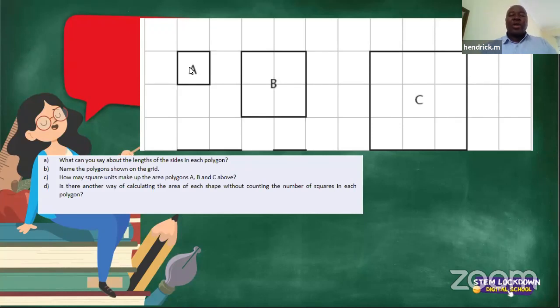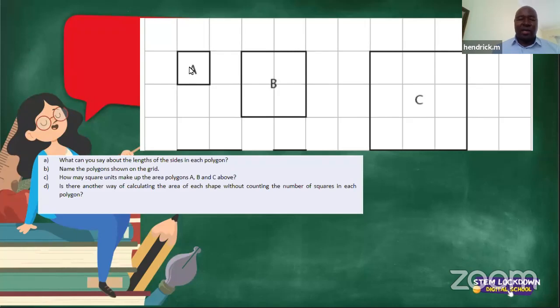Now, how many square units make up the area of each polygon there, or each square? I think I've already given you the answer when I started. Now calculate the area of each and every square. How would you calculate the area of each of the 3 squares? I want you to tell me now, what is the area of square A, and what is the area of B, and what is the area of C?